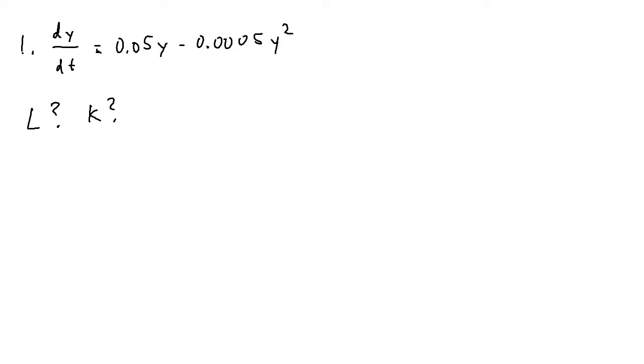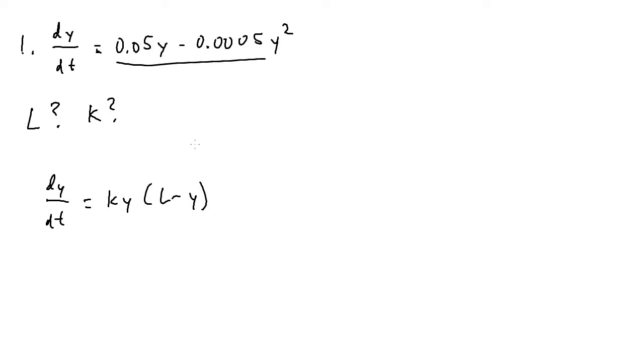So let's say for number 1 we have the differential equation dy/dt = 0.05y - 0.0005y squared, and we're trying to find the carrying capacity L and the growth constant k. Recall that the standard differential equation for logistics I mentioned earlier is dy/dt = k times y times (L minus y).